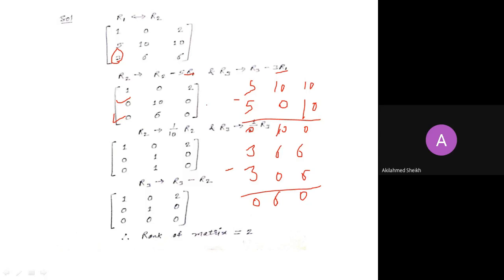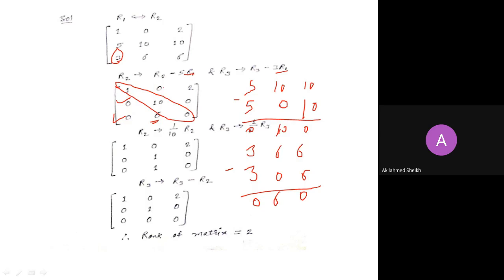These are third row elements. Now we have to make all elements below the diagonal elements 0, which means now we have to reduce this 6 to 0.